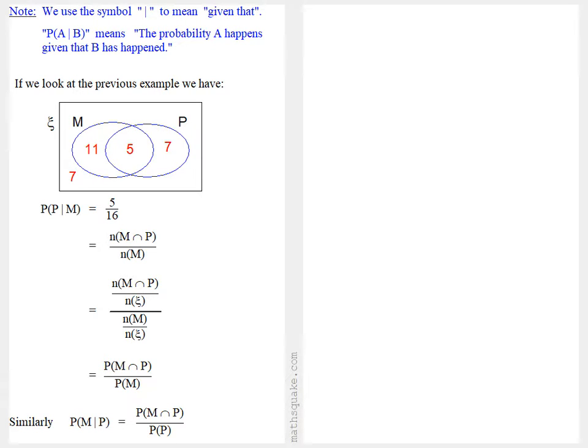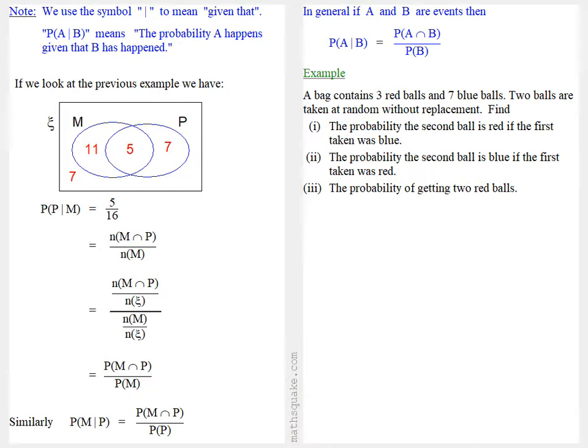Similarly, the probability of M given P is the probability of M intersection P over the probability of P. Now we can write that as a formula. In general, if A and B are events, then the probability that A happens, given that B has happened, is equal to the probability of A intersection B over the probability of B. Let's look at an example.